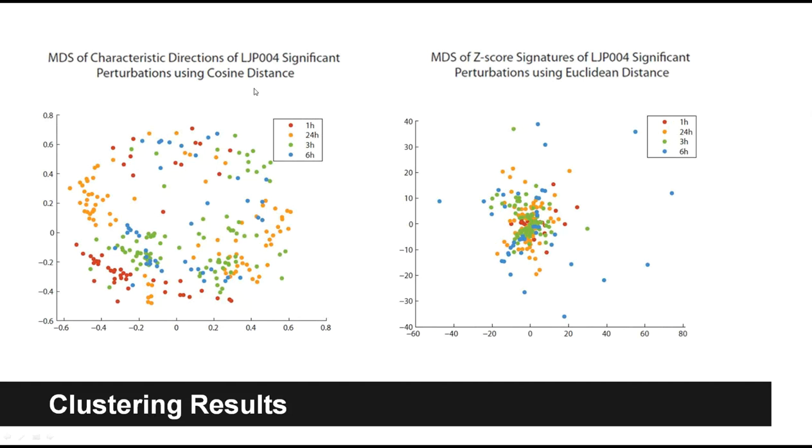And actually, our method could reveal more subtle differences. So here is the same plot, but we now color them by time points. So you can see for these growth factor ligand perturbations, experiments of 24 hours seem to form one cluster, and experiments of 1 hour seem to form one cluster here, and the 3 hour, 6 hour seem to be more or less mixed. But if you use the Z-score signatures, they just look random.